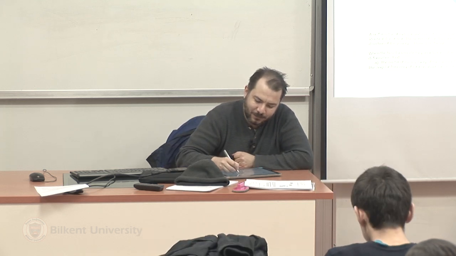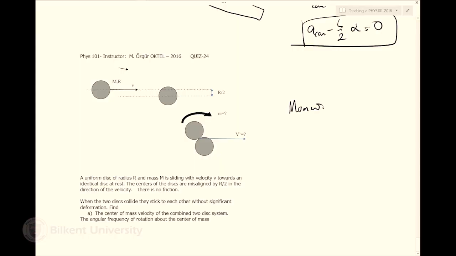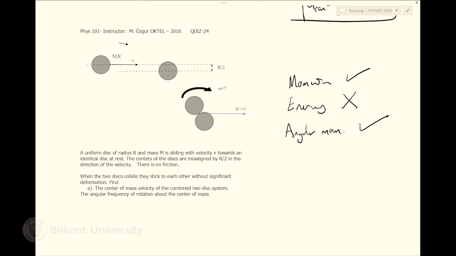So let's write, we have momentum, which is conserved. Energy is not conserved, but angular momentum is conserved. So let's start with the easiest part.